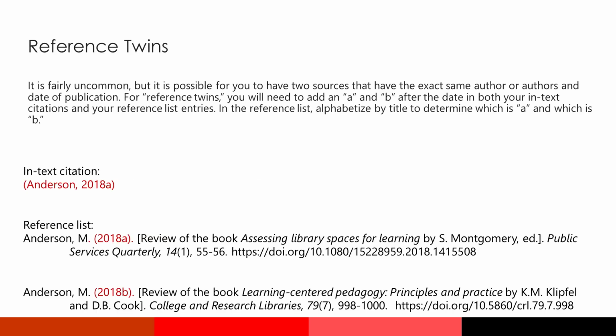One problem you might face when working on your APA citations is that of reference twins. Reference twins are two sources published in the same year with the exact same authors. Only identical twins are a problem, where the in-text citation looks exactly the same for both sources. If your references are identical twins, you will need to add an A and B to both the in-text citations and the reference list entries to distinguish the citations from each other. Alphabetize them by title to determine which should be the A entry and which should be the B entry.